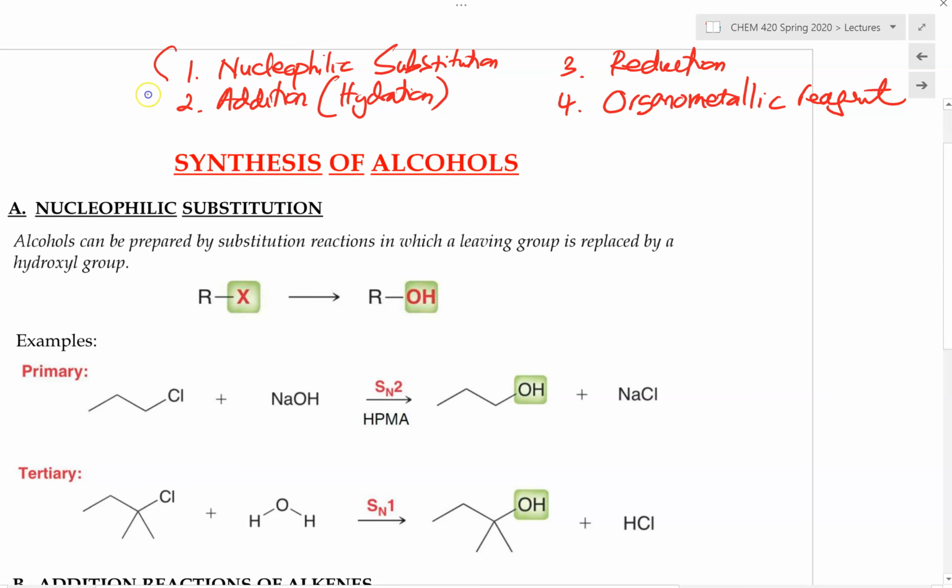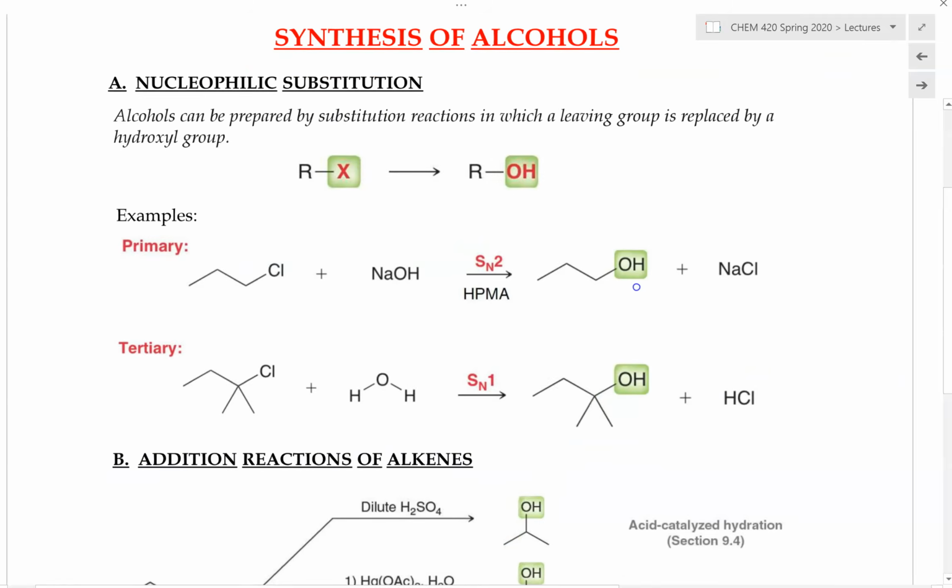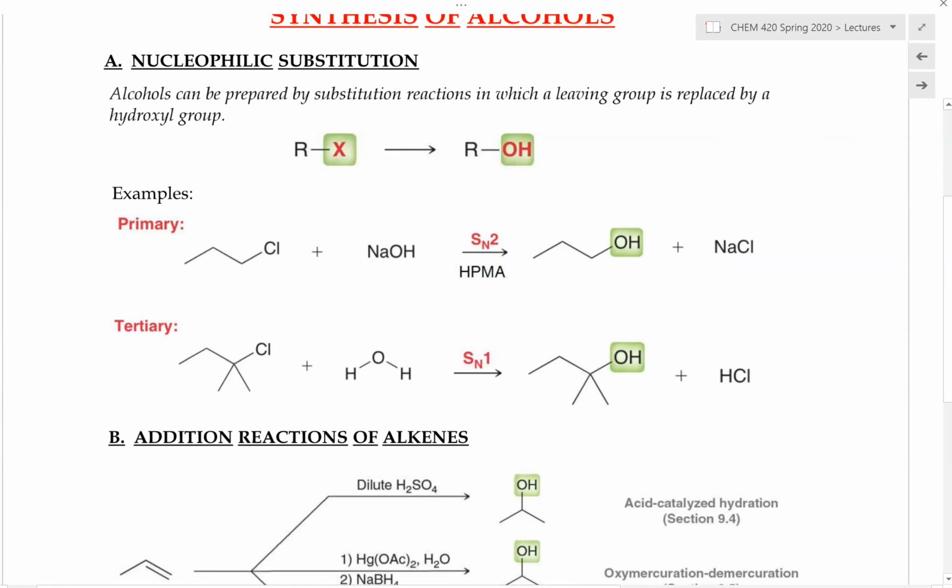In this video, we will focus on the nucleophilic substitution reaction and the addition reaction, or the hydration reaction, of alkene to make the alcohol. Now, these are the reactions we have seen already. So alcohol can be prepared by a substitution reaction in which the leaving group is replaced by the hydroxy group. If we have an alkyl halide or any other type of functional group with a good leaving group, then we can react this with the hydroxide, which acts as a nucleophile coming to replace this leaving group to become our alcohol.